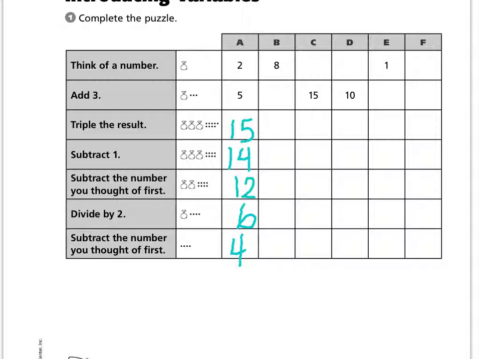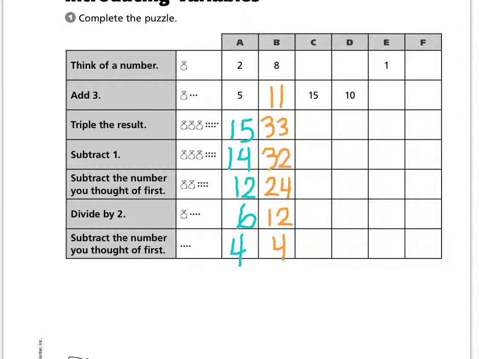You're going to start with 8 now. You're going to add 3, which equals 11. Triple the result, you get 33. Subtract 1 is 32. Subtract the number you thought of first. So 32 minus 8 is going to be 24. Divide by 2, you get 12. Subtract the number you thought of first. So 12 minus 8, which equals 4.